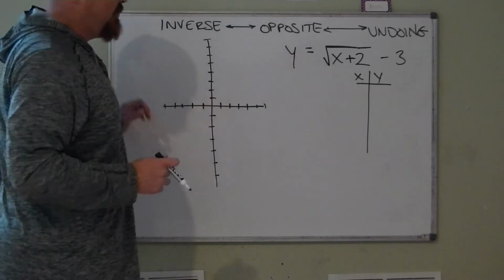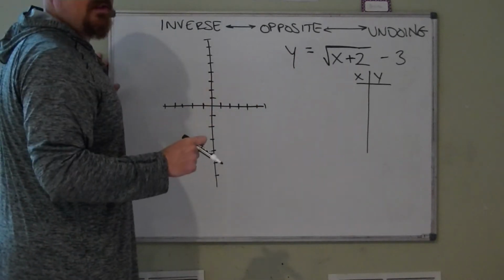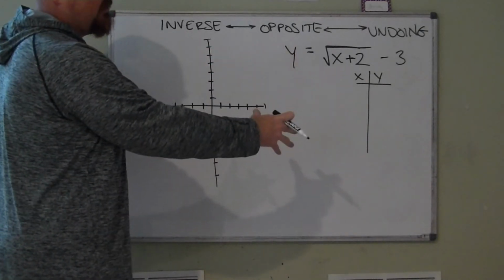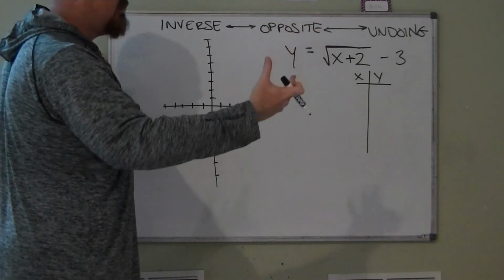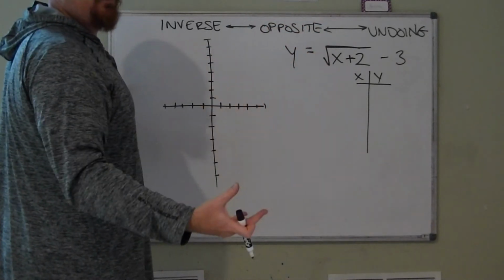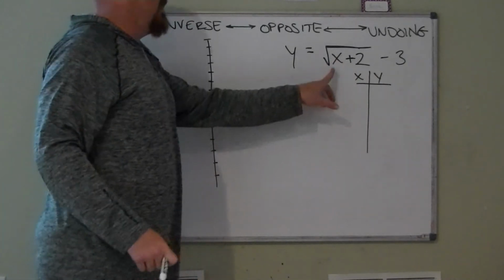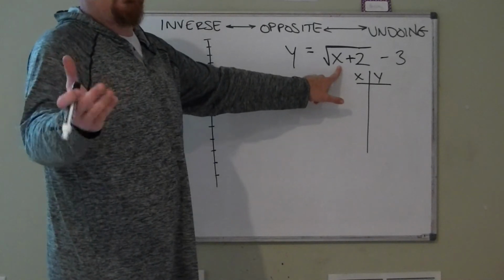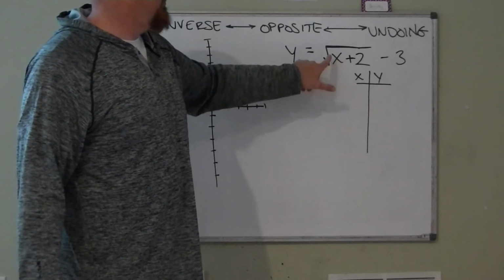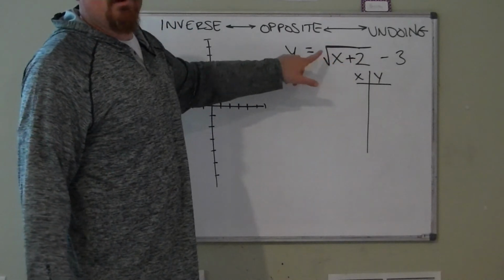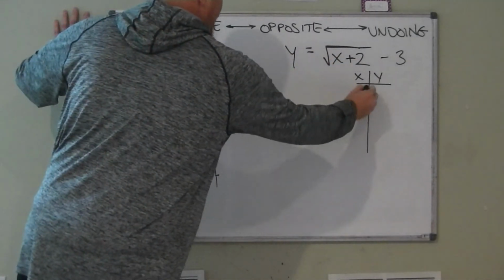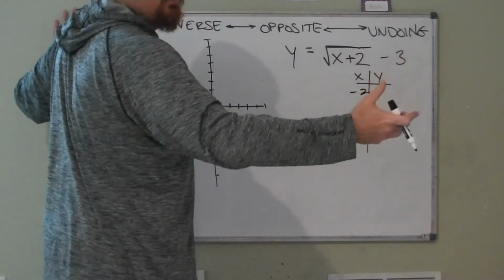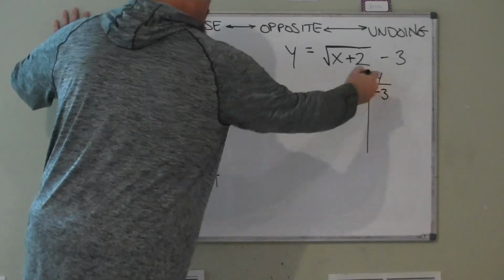For example, with this function, if I had to graph it by hand, and I know we don't do a ton of this, I would plot points for x and then get the corresponding values of y. I'm going to use specific numbers. I don't want to plug in 0, because the square root of 2 is a decimal. So let's pick numbers for x that give perfect squares under the radical. The first one that makes sense is negative 2. Negative 2 plus 2 is 0, the square root of 0 is 0, and 0 minus 3 is negative 3.